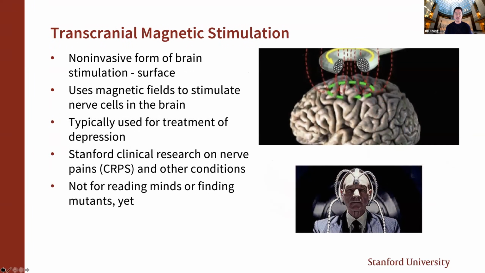Well, most people would prefer not to have something implanted in their brain. And so there's actually a surface way of treating a lot of conditions in the brain called transcranial magnetic stimulation. This is a non-invasive form of brain stimulation. It's on the surface of the head, and it uses magnetic fields basically to stimulate different parts of the nerve cells in the brain.